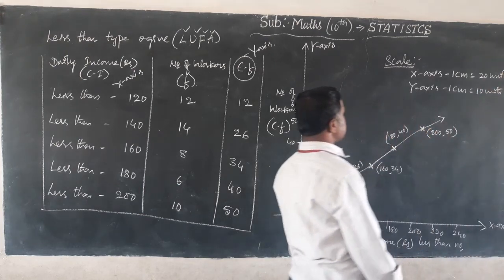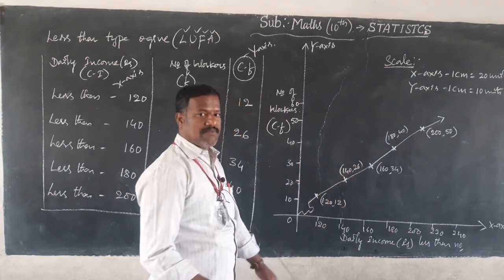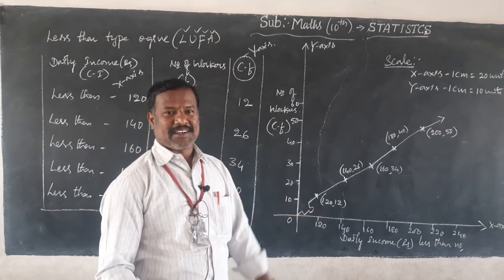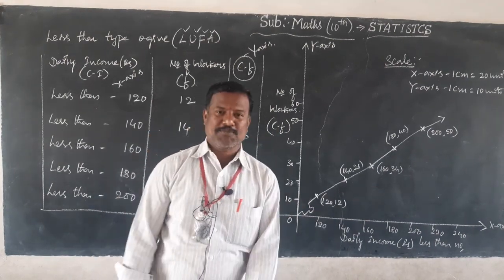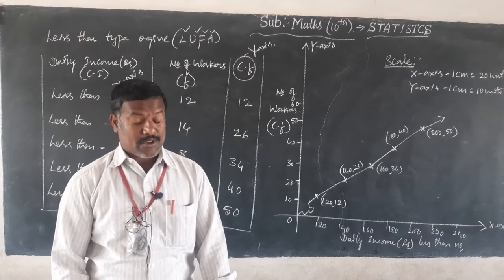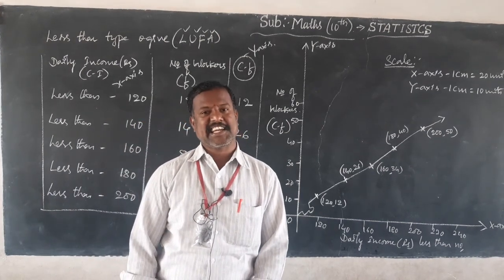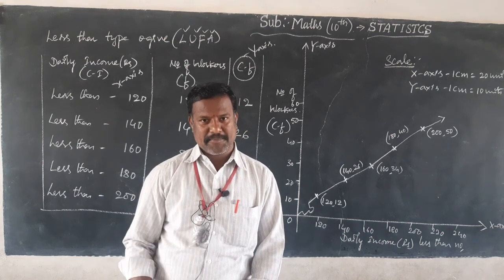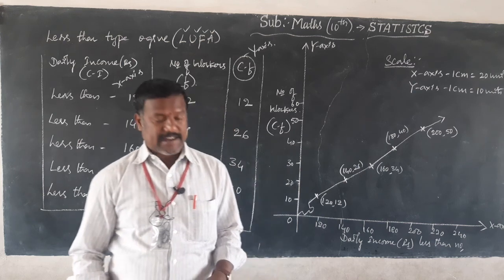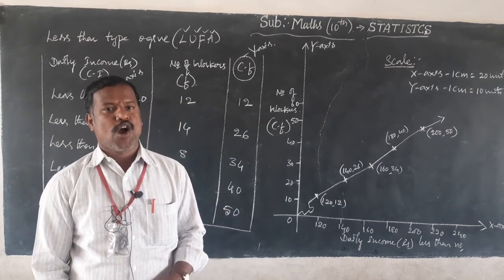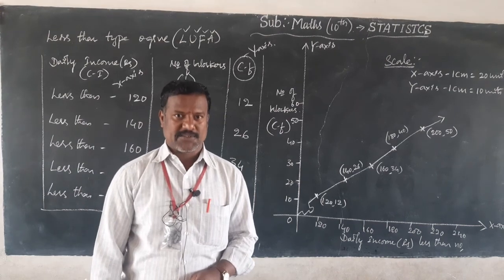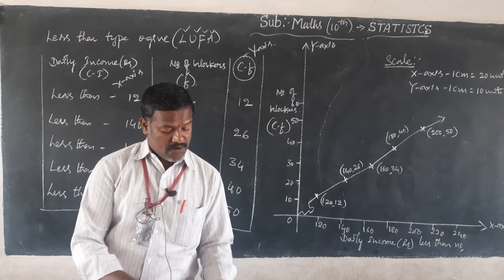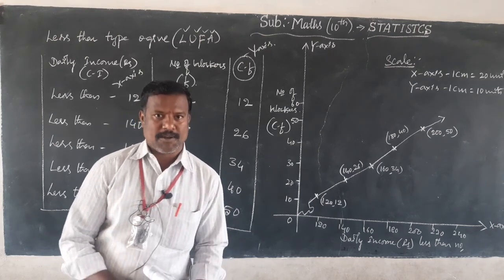After writing scale, again we should look at the graph, whether everything is correct or not. After checking, over. So this is the way we are going to present the drawing, to draw or construct the less than type ogive. Understand children? I hope you have got the idea. Watch the video one more time and you will definitely get the idea how to draw less than type ogive. Okay children, pause the video and take down the notes. After this I will show you the second problem.